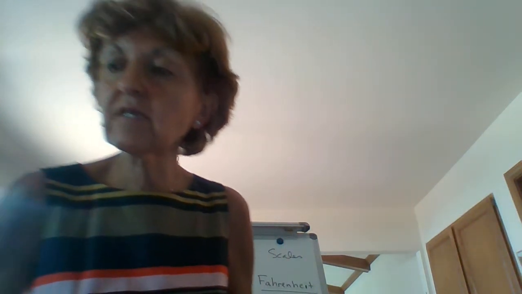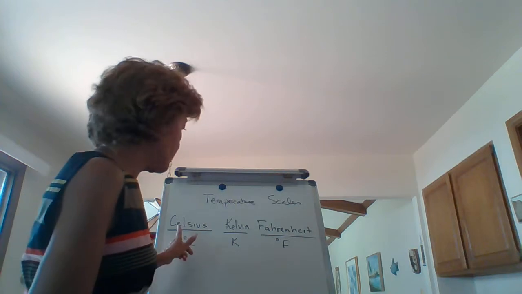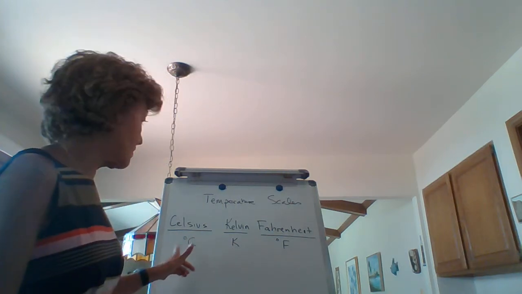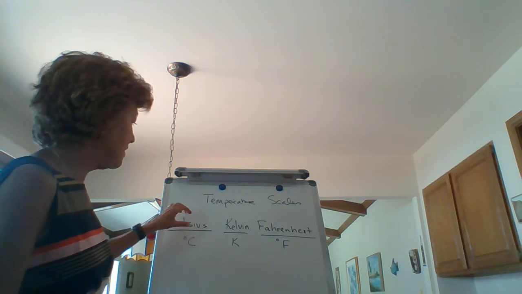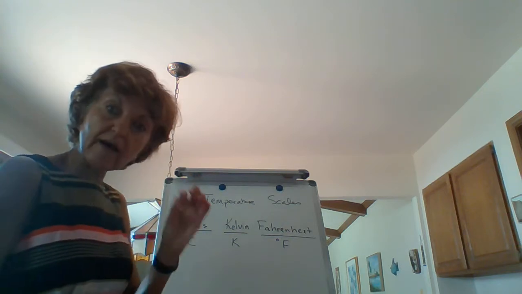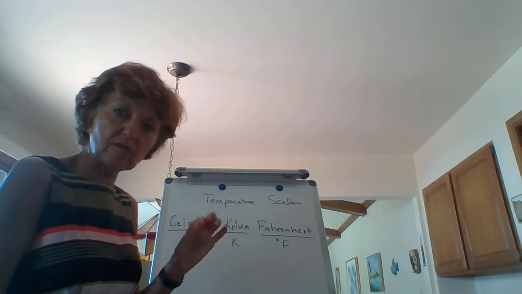The last topic on our what we need to know list is temperature, and we need to know the three temperature scales and know how to convert between them. The three temperature scales that we're using are Celsius, which is metric, Kelvin, which is very similar to the Celsius, the unit, the degree size of a Celsius and the Kelvin are the same.